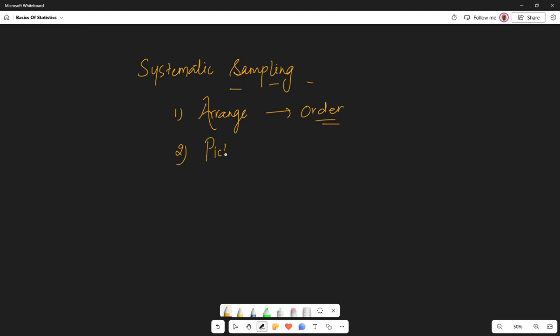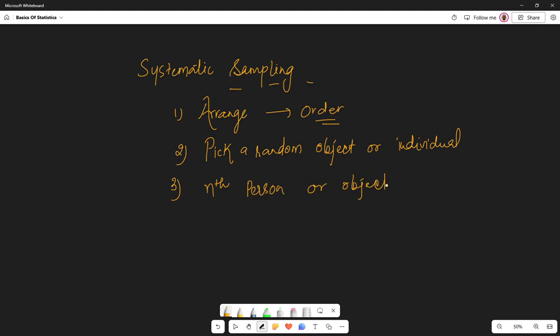pick a random object or individual from the population. And from that person, you can pick every nth person or object. Let me explain.